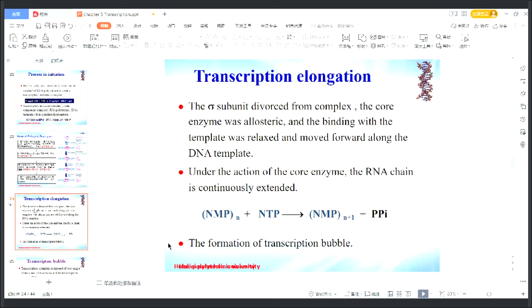Under such conditions, the RNA polymerase recognizes the ribonucleotides, and one by one you can see them enter into the RNA polymerase. The RNA chain is continuously elongated. At that time, this process we call elongation. Elongation. Move forward and forward.